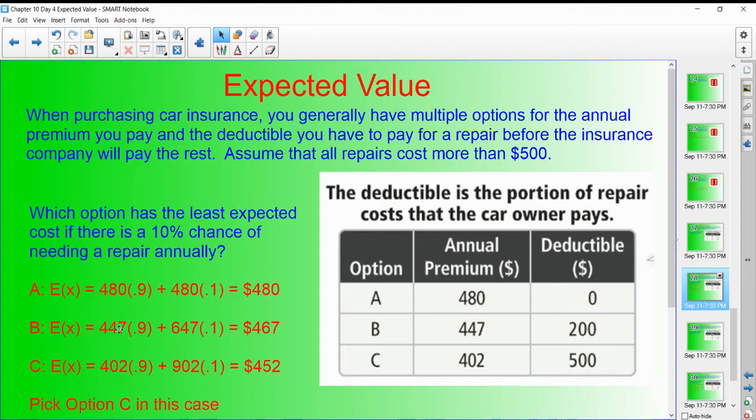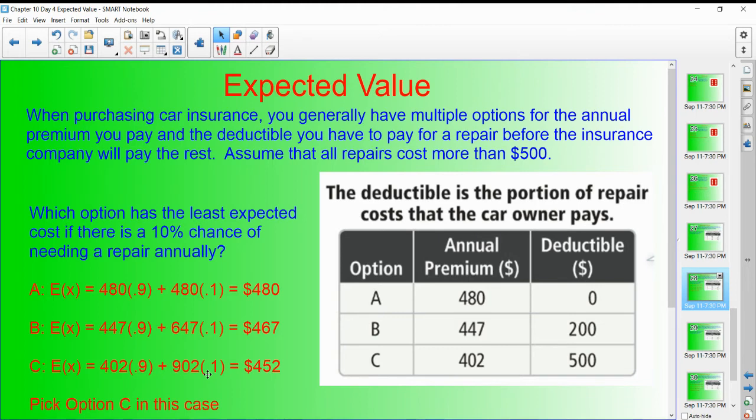Now, B and C are different because there's a 90% chance I don't get into an accident and don't have to pay the deductible. There's a 10% chance I have to pay the premium and the deductible. So $447 plus $200. So policy B is looking pretty good, and policy C looks even better, because most of the time, I'm not paying $902, I'm paying $402. If these percents change, then a different option will probably be better.